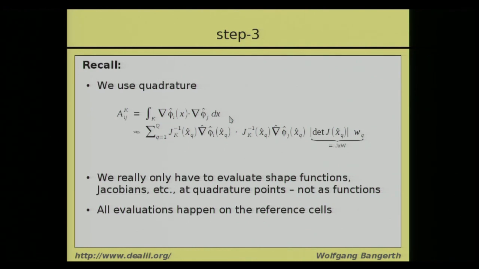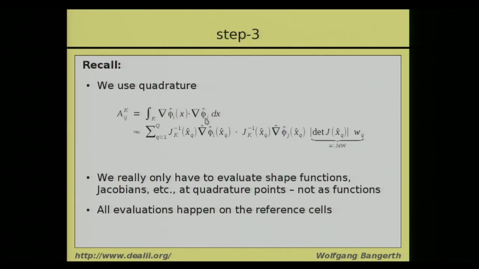So these are polynomials on the reference cell. But, and I see this is actually a mistake, it shouldn't be the gradient of phi i hat and phi j hat, but it really should be phi i and phi j. Phi i hat are on the reference cell, but we really integrate on the real cell.